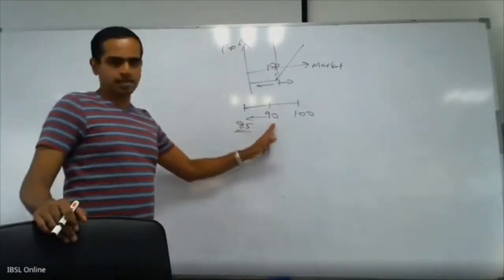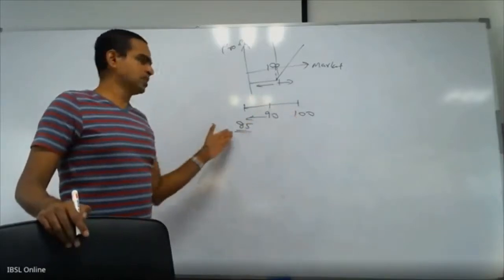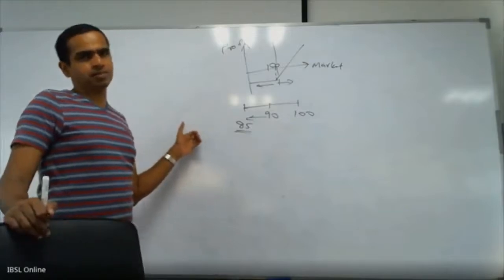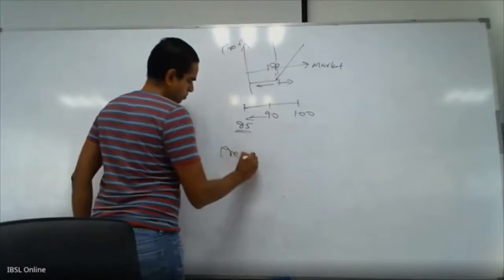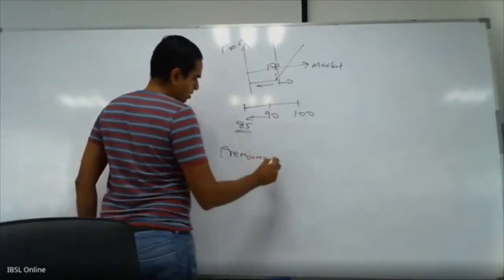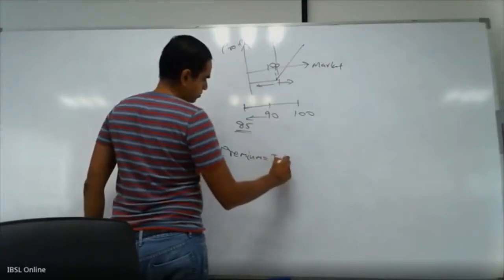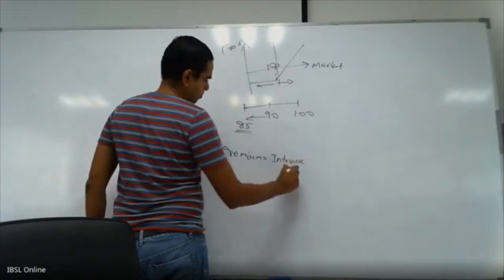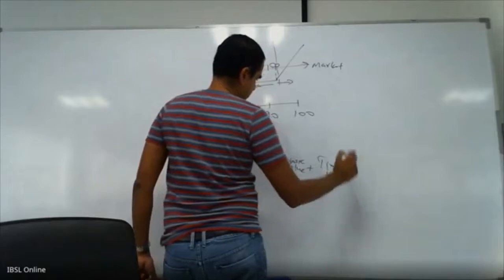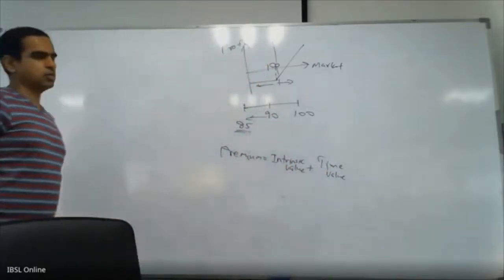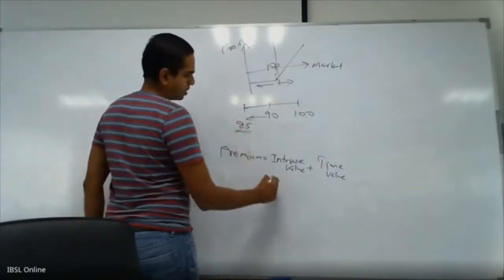remember currently the market is 90. So if you buy an option at 100, it is out of the money. But if you buy an option at 85, strike price 85, then it is in the money. Now, the moment it becomes in the money, remember the premium is intrinsic value plus time value. The premium is intrinsic value plus time value. So the moment you buy an in the money option, then your intrinsic value comes into play.